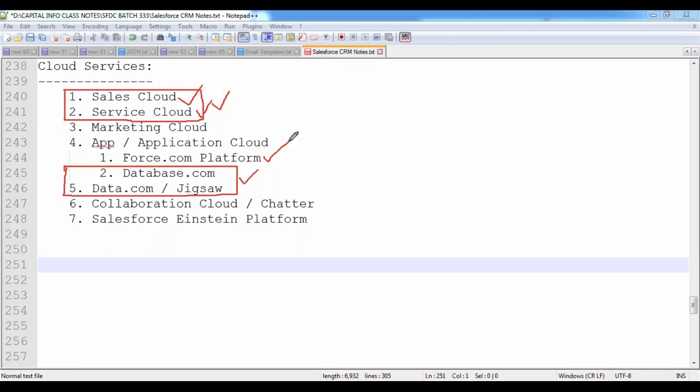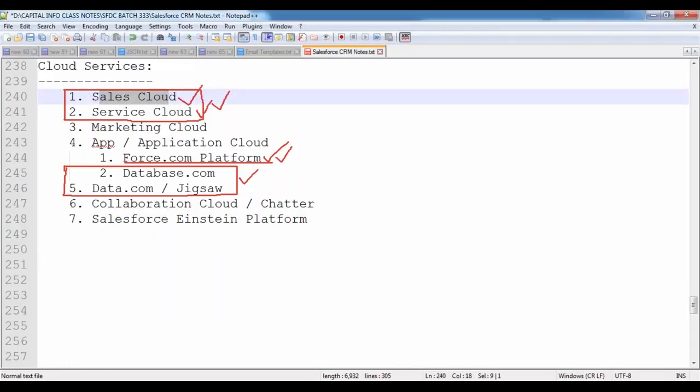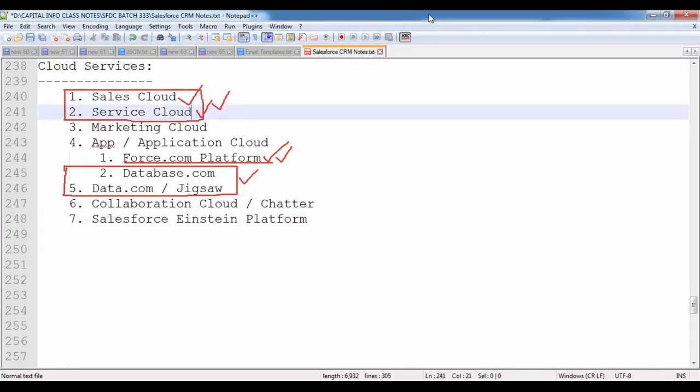Now, I think everybody is aware of the Force.com platform also. We have already discussed it in our first session. You know Salesforce.com and Force.com also. Again, we'll see that part as well. These are the three common questions as part of the cloud services offered by Salesforce. Now, let me explain each and every cloud service one by one in detail.